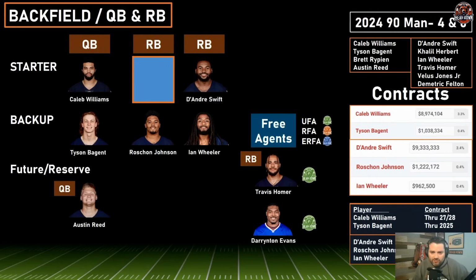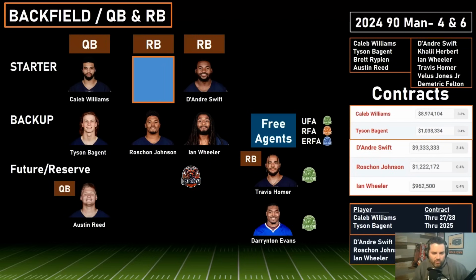You can see Travis Homer and Darrington Evans are our unrestricted free agents. I don't know why some people have him counting against the salary cap right now. It doesn't make sense. When you hear some creators or some people talking about cutting some more people, Travis Homer, he's an unrestricted free agent. He's not counting against the cap right now, so it makes no sense what they're saying there.